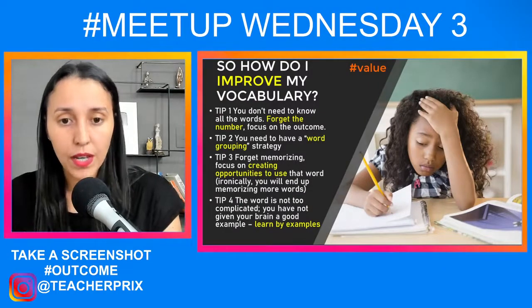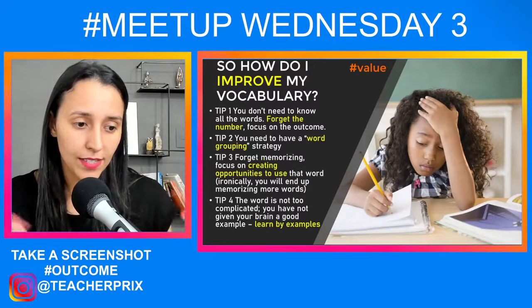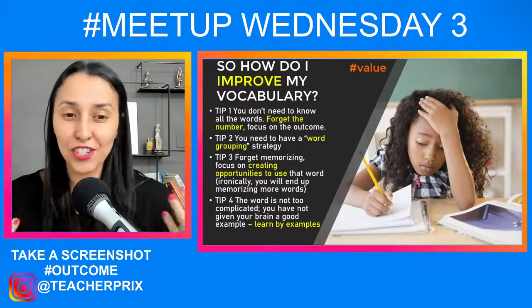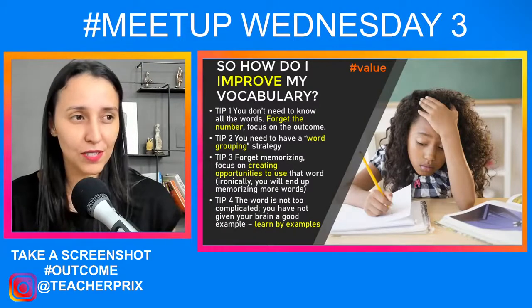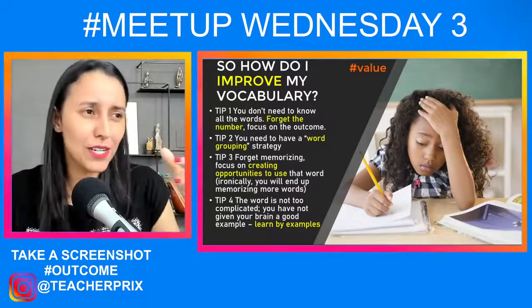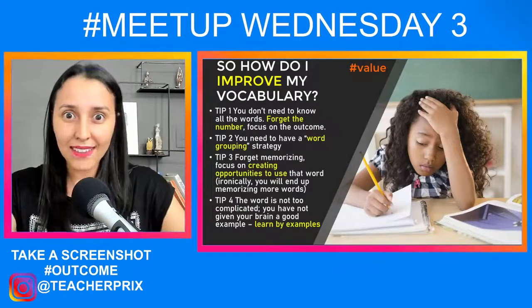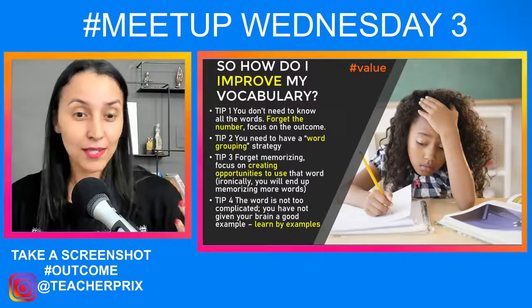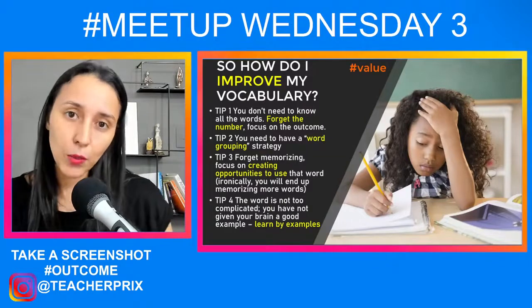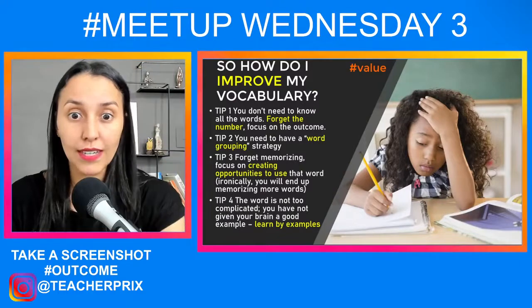And tip number 4, the word is not too complicated, okay? We see a word, oh, it's such a long word. I was correcting a VSA today, and she used interchangeably. First, she used interchangeable, but then she corrected herself. And she said, teacher, I found what I wanted to use, interchangeably. And then she asked the question she wanted to ask. And I was like, wow, that's cool. She's using a word that maybe students will think it's complicated, but it's not. It's not about the word being complicated. It's just that you are not giving your brain a good example.